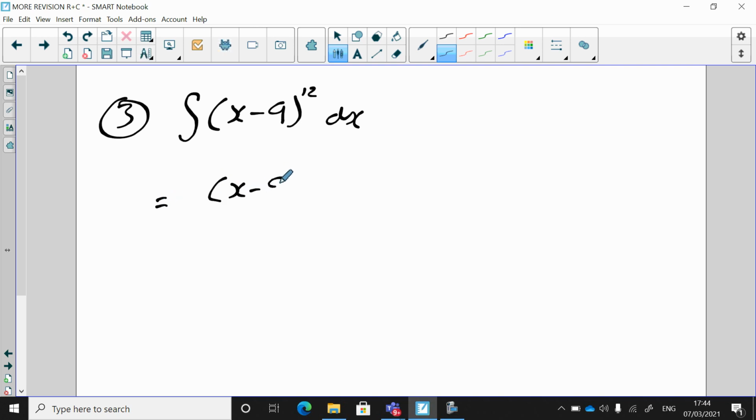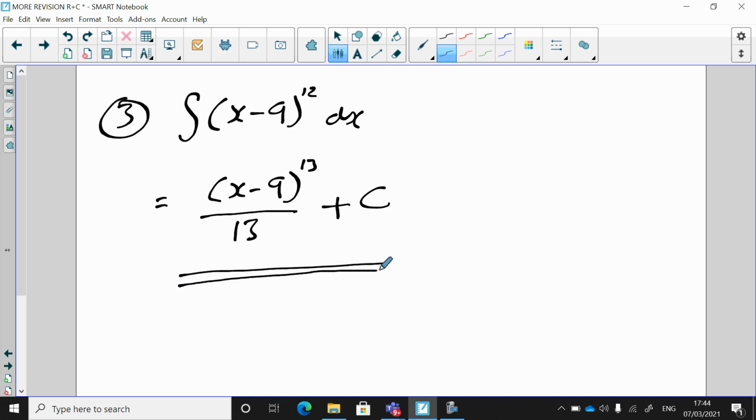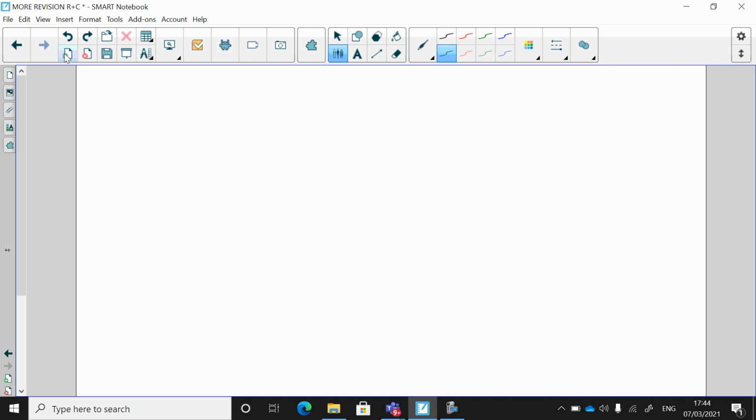Don't touch the bracket. Increase the power by 1. Divide by the new power and multiply by the coefficient of x. Coefficient of x would be 1, but we don't need that. So all we need is a 13 there, plus c. Whenever it's a plus c, it's an indefinite integral. You'll never get a definite numerical answer. So these ones are nice and easy, so there's no point dwelling on them. Right, so let's move swiftly on and see if our tricky one is okay.